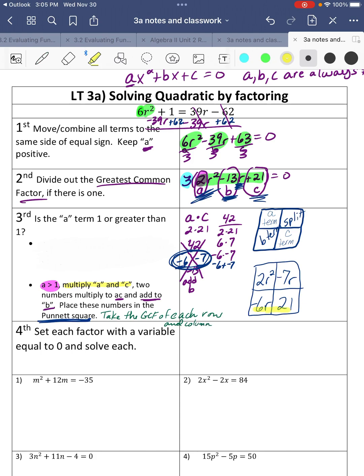So what I'm talking about is from 6r, and don't worry about the negative right away, 6r and 21, what's the greatest common factor? The biggest number you can divide out of both. That's 3.